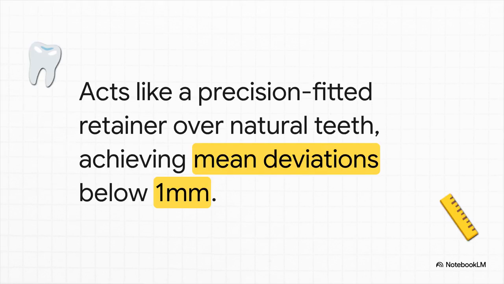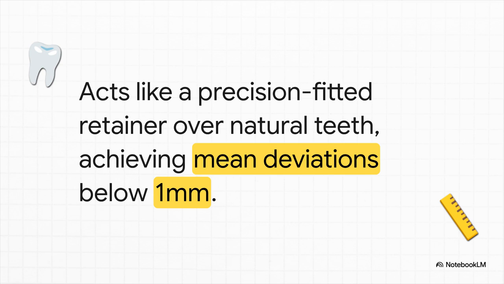First up, we have tooth-supported guides. Picture this like a precision-fitted retainer that just snaps securely over natural teeth. Because it relies on multiple contact points across those rigid teeth, it virtually eliminates any movement or rocking during drilling. This is absolutely the gold standard for partially edentulous cases.